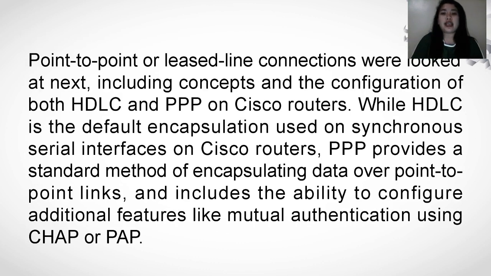Point-to-point or leased line connections were looked at next, including concepts and the configuration of both HDLC and PPP on Cisco routers. While HDLC is the default encapsulation used on synchronous serial interfaces on Cisco routers, PPP provides a standard method of encapsulating data over point-to-point links and includes the ability to configure additional features like mutual authentication using CHAP or PAP.